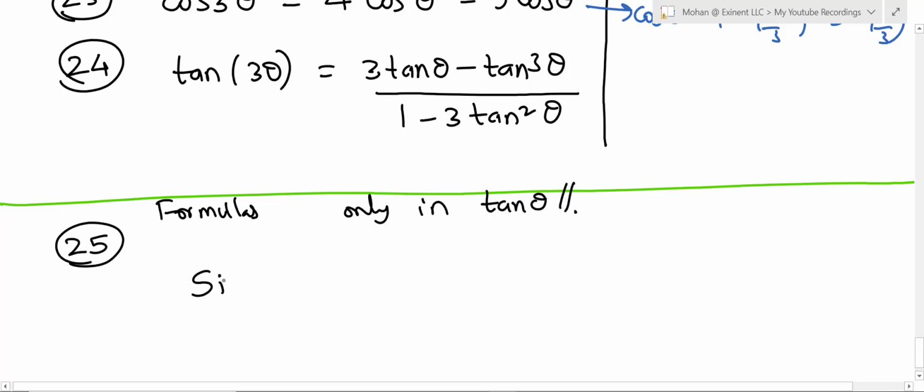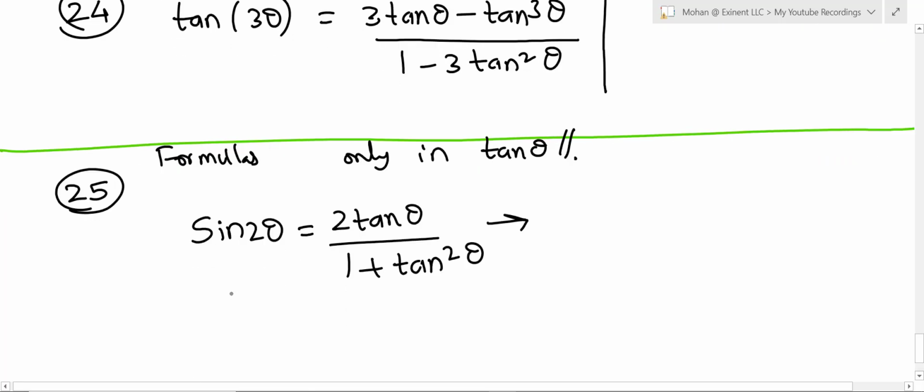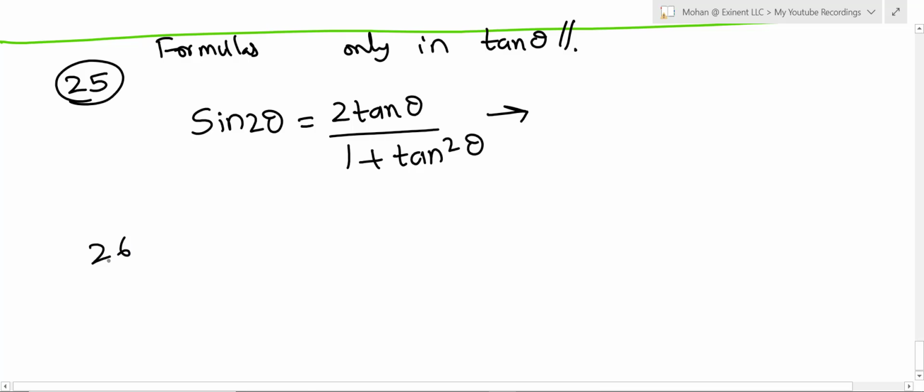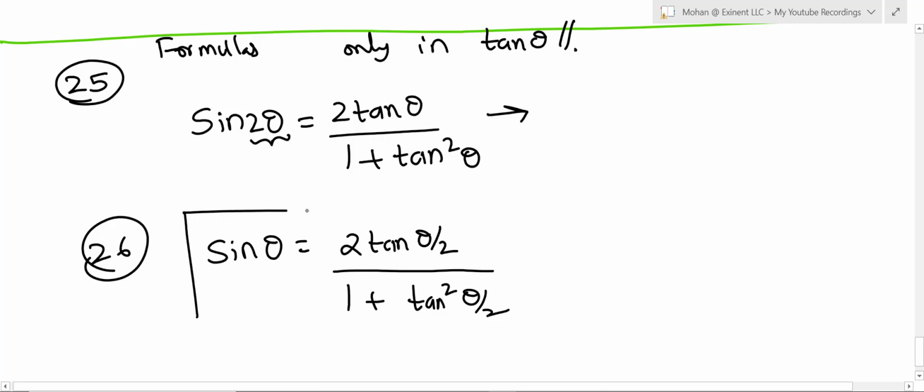So sine 2 theta formula will become 2 tan theta divided by 1 plus tan square theta. Guys, try to understand. In the same way, for sine theta, for 2 theta the half angle comes. Whenever there is 2 theta here, half has come. So when theta is there, theta by 2 will come: 2 tan theta by 2 divided by 1 plus tan square theta by 2. Try to get how it is coming.